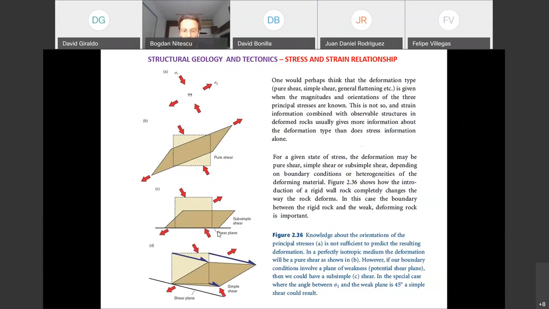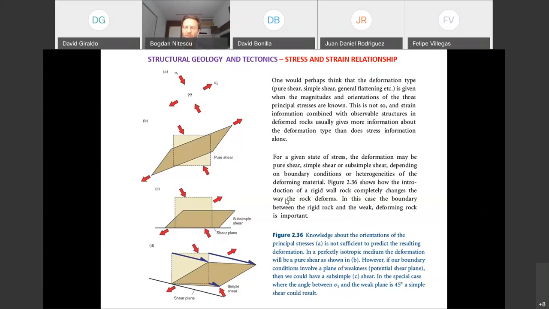So you see, if you have this boundary condition under the same stress regime, under the same stress conditions, you get a different deformation. In this case, it's called subsimple shear, a combination of pure shear and simple shear. And finally, it says, if you have in D here, in the special case where the angle between sigma one and the weak plane is 45 degrees, a simple shear could result.